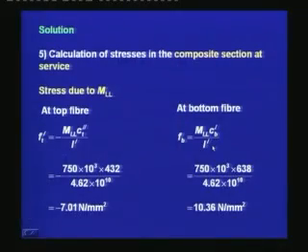At the bottom fiber, the value is Fb is equal to MLL times Cb prime divided by I prime. Note that we are using the properties of the composite section for the live load moment. And once we substitute these values, we find out Fb is equal to 10.36 Newton per millimeter square.